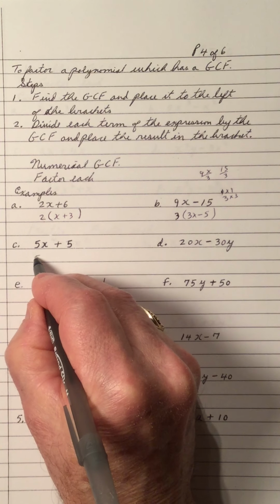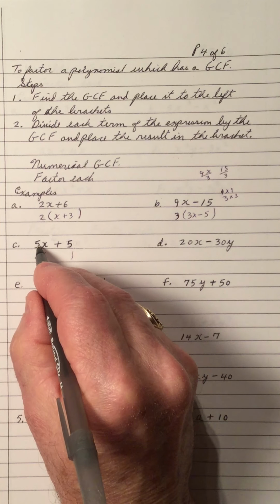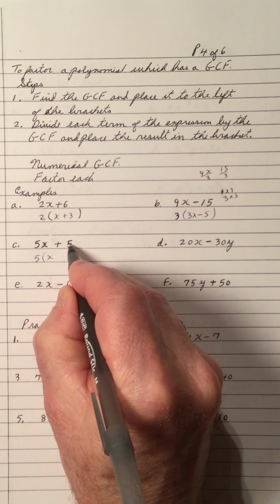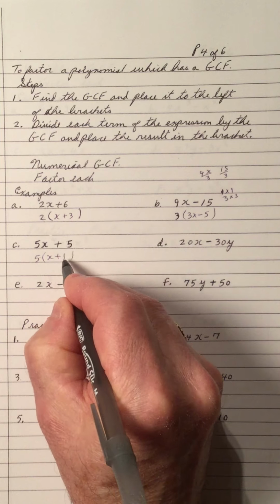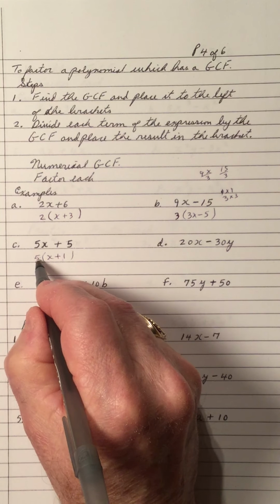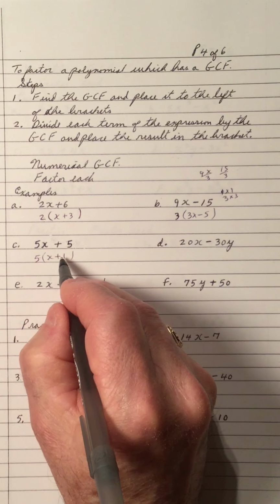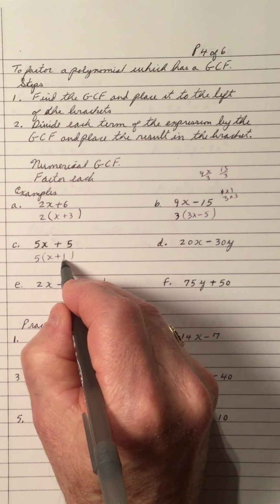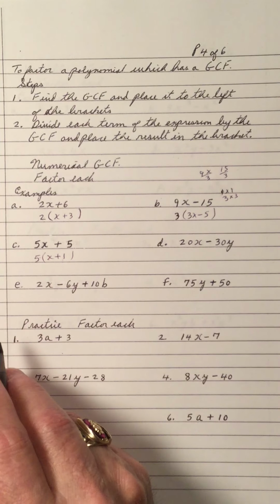GCF here is 5, numerical. So 5x divided by 5 is x. 5 divided by 5 is 1. Notice there's 2 terms here, so there has to be 2 in here. Check. 5 times x, 5x. 5 times 1, 5. So there have to be 2 terms here in order to get the 2 up there.